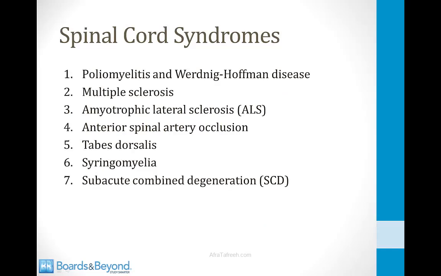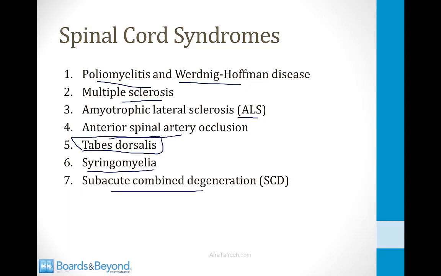There are 7 spinal cord syndromes that you should know as a medical student, and we'll talk about each of these in this module today. First one is polio and a very related condition called Wernicke-Hoffmann disease, multiple sclerosis, ALS, there's anterior spinal artery occlusion, tabes dorsalis is a manifestation of syphilis, and then we'll talk about syringomyelia and subacute combined degeneration.